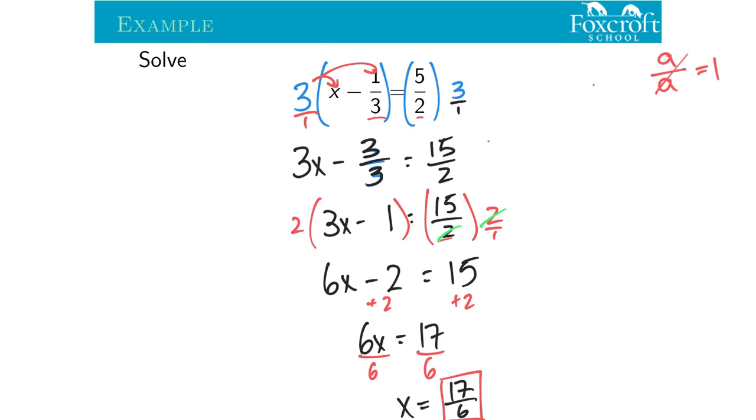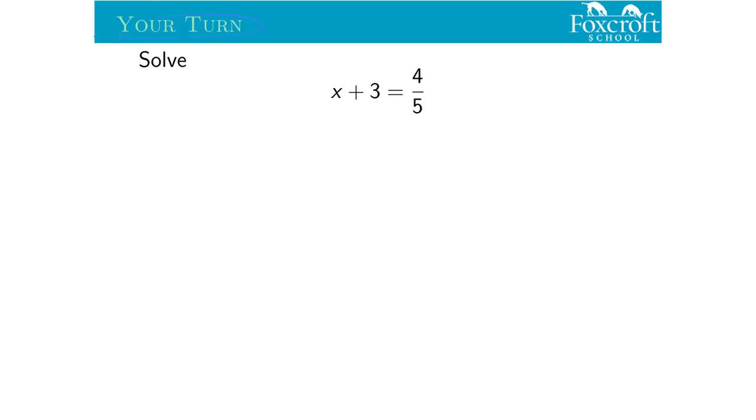So in this case, we multiplied by this 3 over there, this 2 over there. And you can get rid of all the fractions, and then the equation becomes a bit simpler to work with because there are no more fractions. You can still get a fraction as your final answer, but as you're working through the steps, there are no fractions. So this one is your turn.